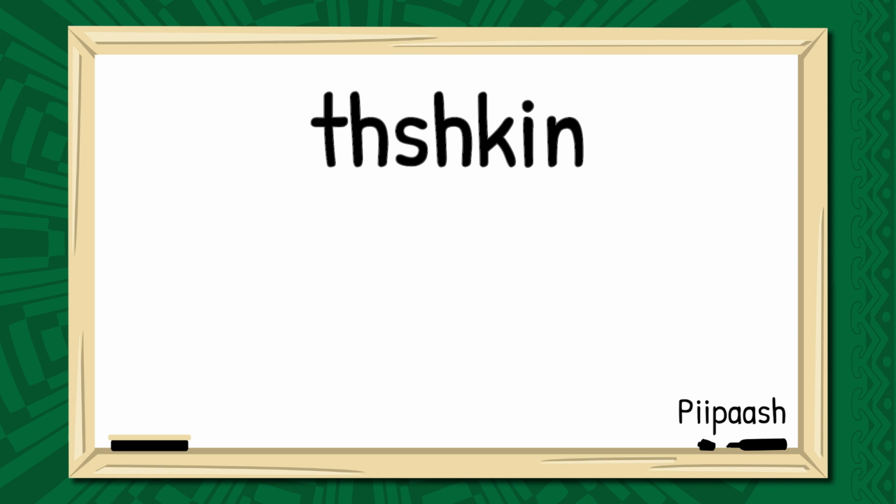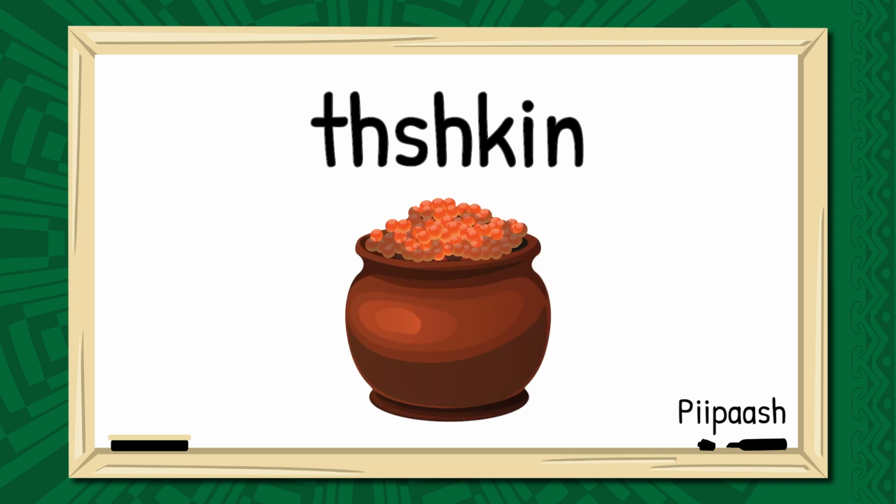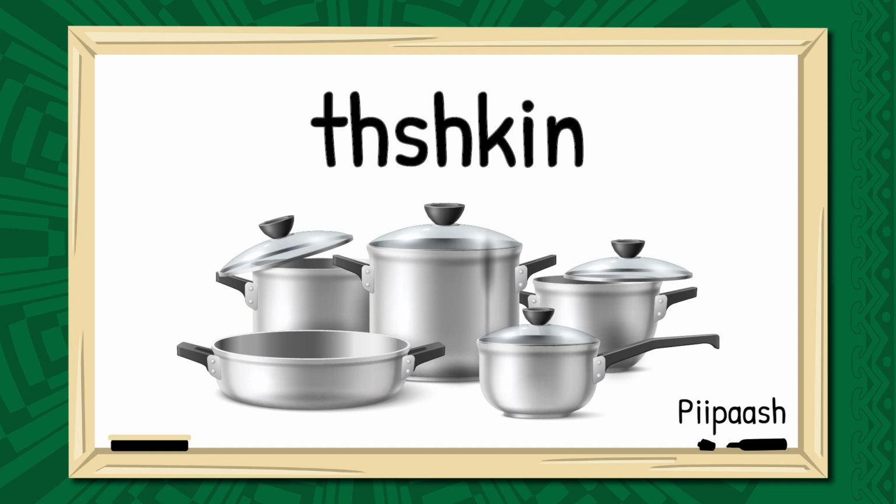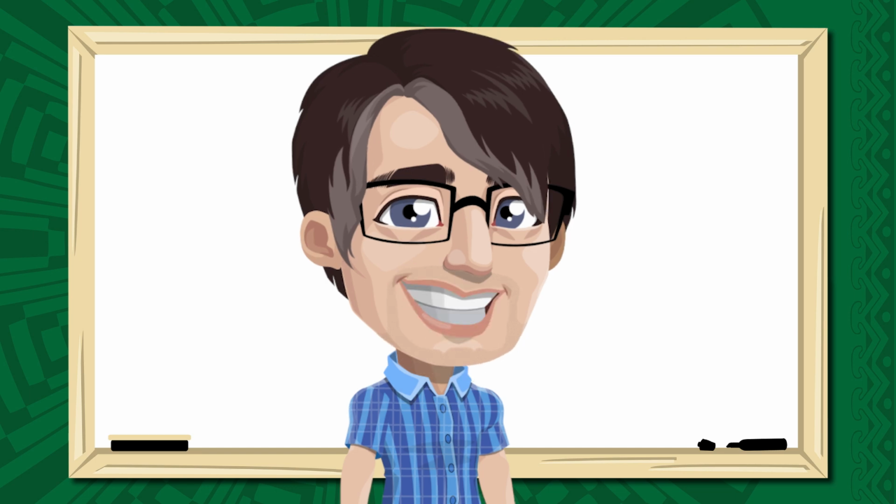Let's start with the Piipaash word tishkin. Originally, this word referred to clay pots used for cooking. When metal pots and pans were introduced, they were also called tishkin. That seems pretty straightforward. Metal pots and pans are used in essentially the same way as clay pots, so that's not a significant shift in meaning.